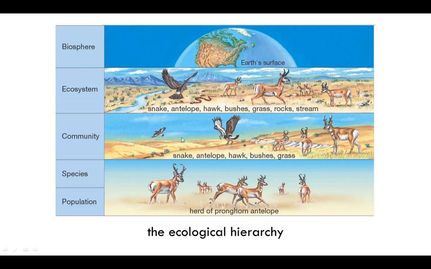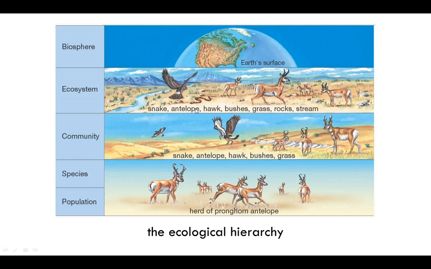When you add other living organisms into the mix, you create a community. So a community represents all of the different organisms that live in an area and the interactions between them. For example, the antelopes feeding on the grass, the symbiotic relationships between hawks and bacteria that are in their guts. Those are all community processes.